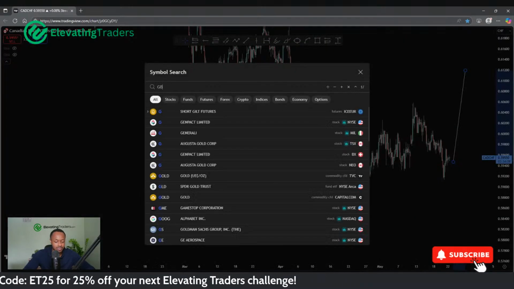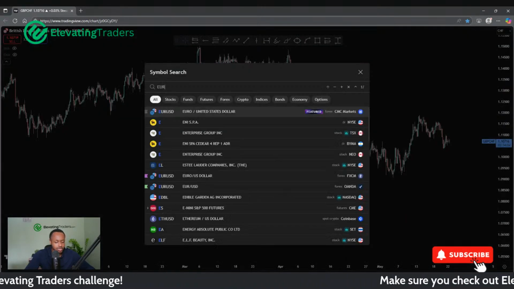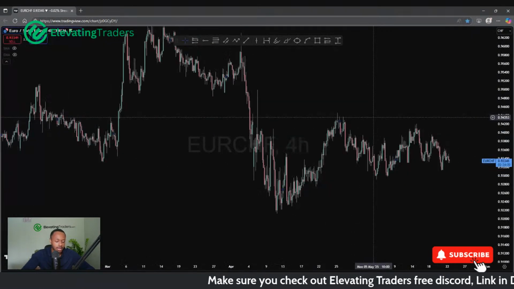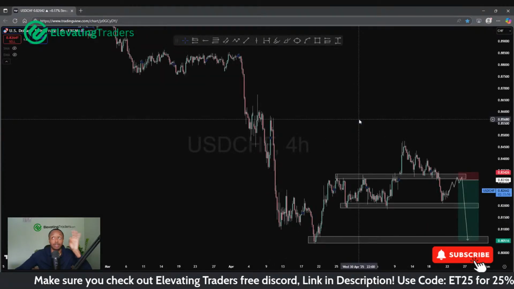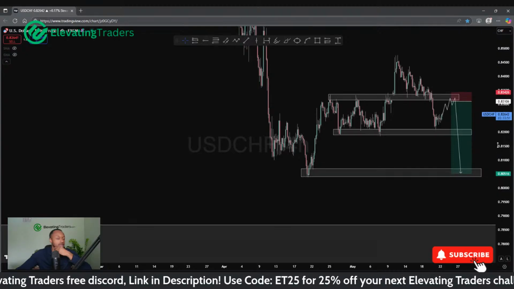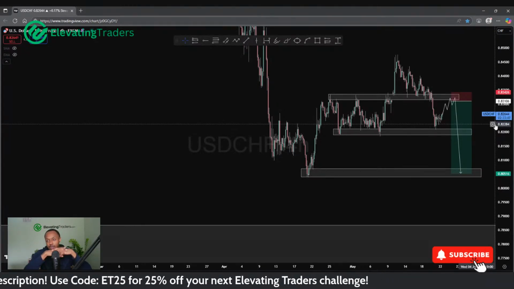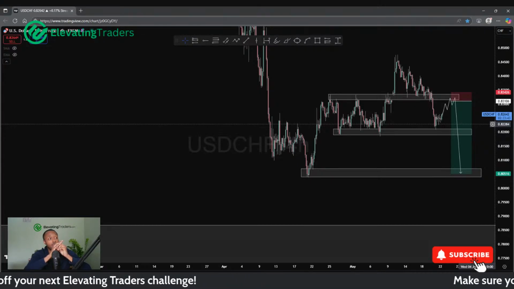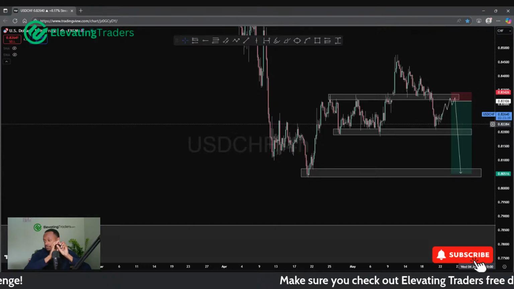Other CHF pairs, Pound Swiss, not a fan at all. Euro Swiss, not a fan either, to be honest. Dollar CHF, I do actually like the look of this. I got my words mixed up there. I do like the look of this, more so to do with USD being weak rather than CHF being strong here. I do think we can see more downside for dollar CHF, especially after retesting 0.8346.